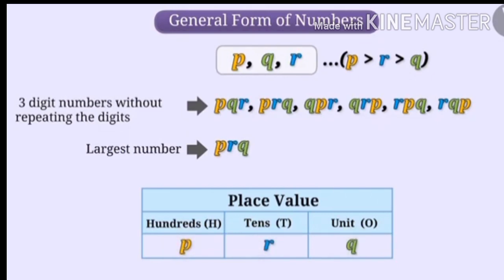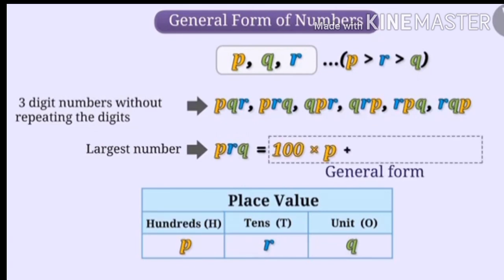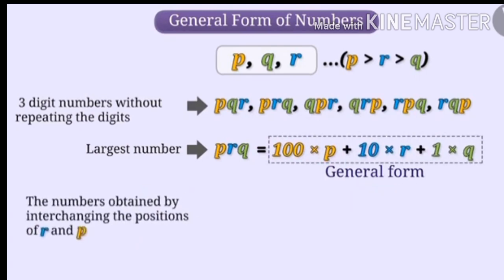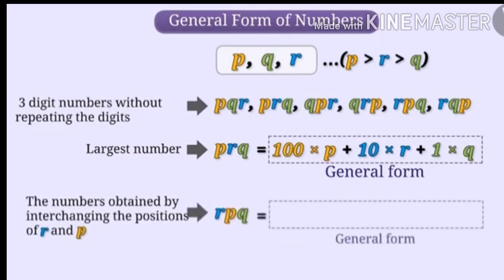Can you guess how to write this number in its general form? It will be written as 100 into P plus 10 into R plus 1 into Q. Suppose we interchange the positions of R and P. What will be the general form of the number RPQ thus obtained? Think for a while. We can write its general form in this way: 100 into R plus 10 into P plus 1 into Q.